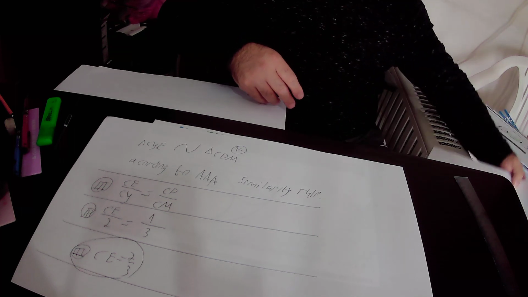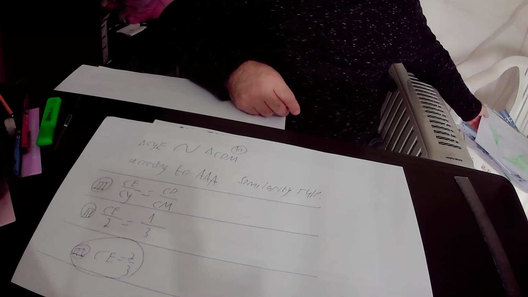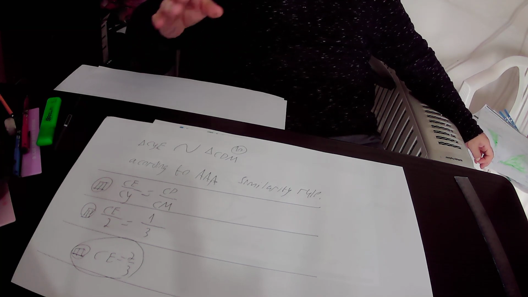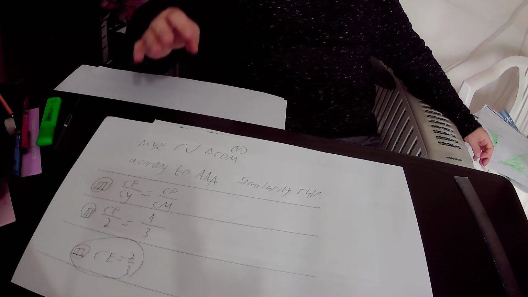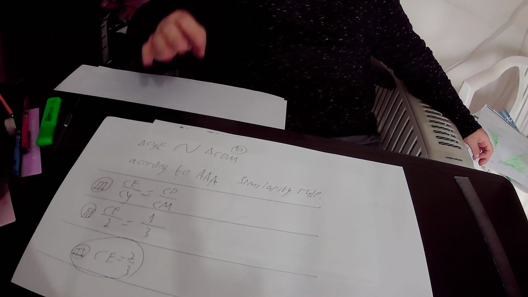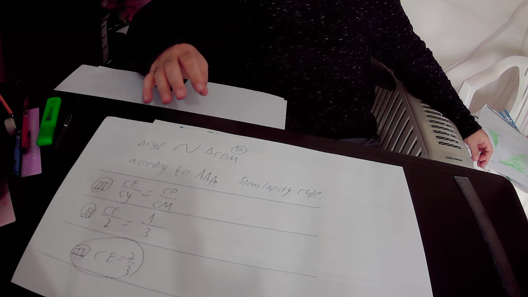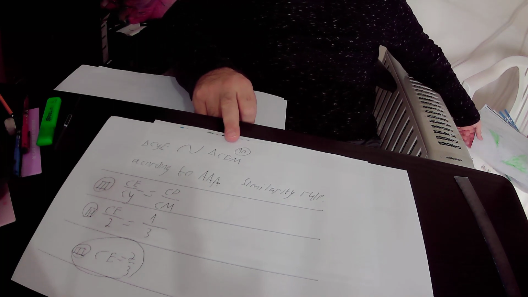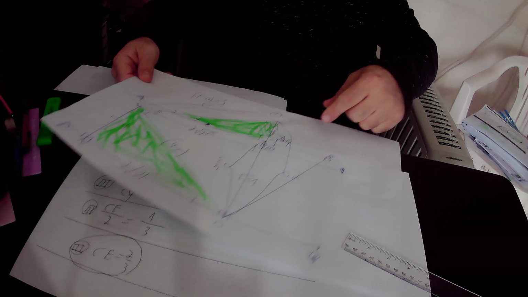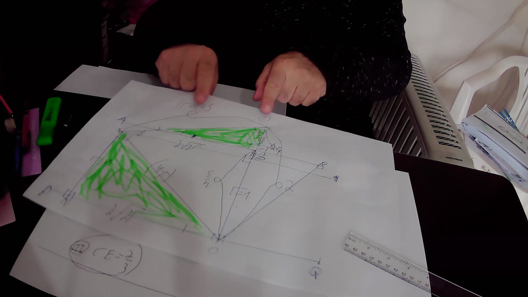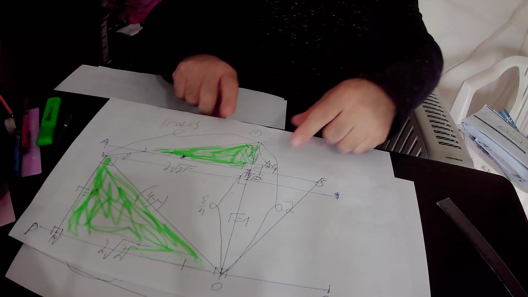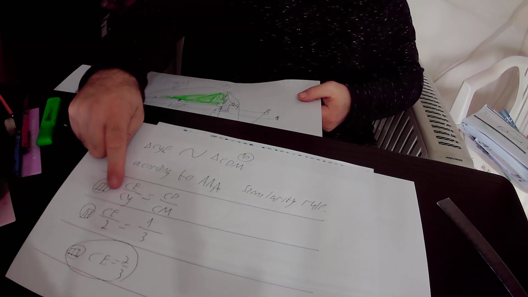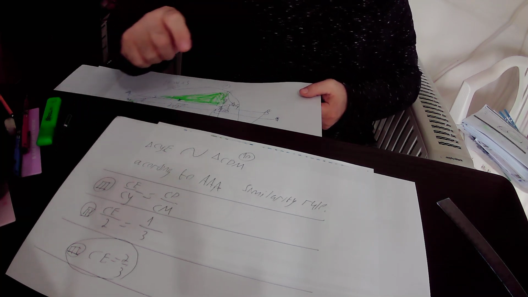So what is the angle similarity rule? The angle similarity rule is that if you prove that all three angles in one triangle are congruent to all three angles in another triangle, then you prove that those two triangles are similar to each other. And from the fact that triangle CYE is similar to triangle CDM, we conclude that CE over CY in the green triangle equals CD over CM in the right triangle CDM.